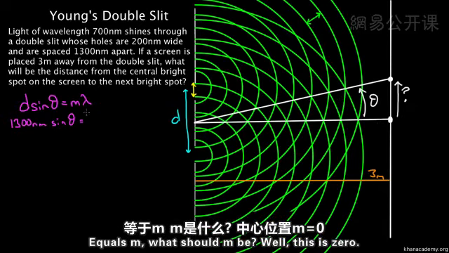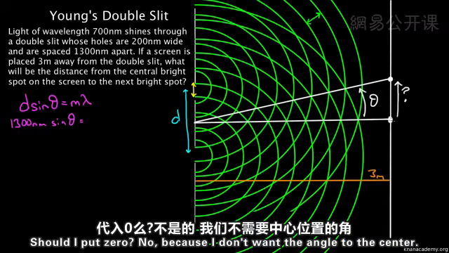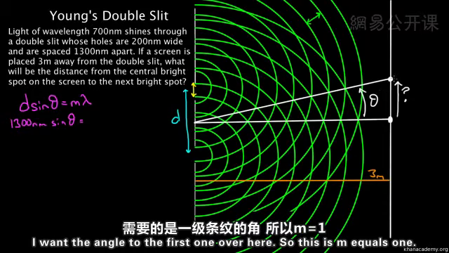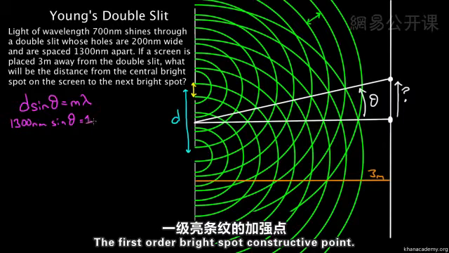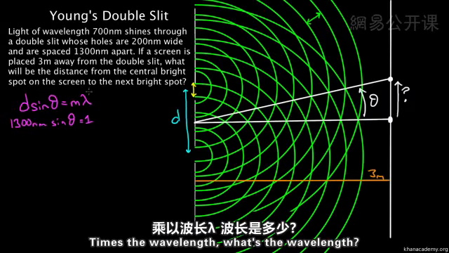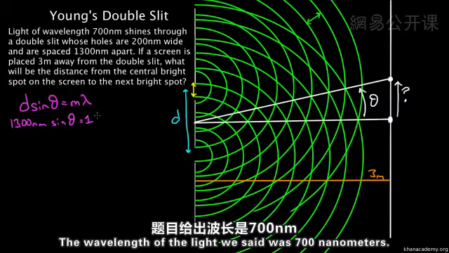Equals m. What should m be? Well, this is 0. Should I put 0? No, because I don't want the angle to the center one. I want the angle to the first one over here. So this is m equals 1, the first order bright spot, constructive point, times the wavelength. What's the wavelength? The wavelength of the light, we said, was 700 nanometers.